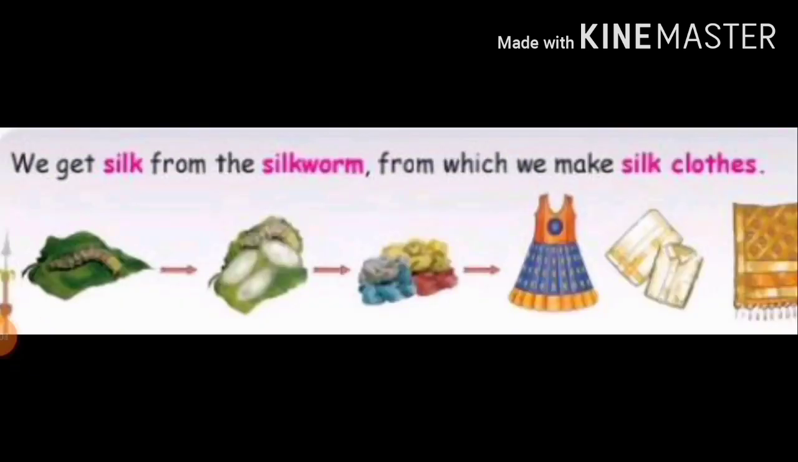Children, so far we have seen about cotton and wool, isn't it? Now we are going to see about silk. We get silk from the silkworm, from which we make silk clothes. See the pictures, children. See, first one is the silkworm. These are the different stages. Okay, children, we get silk from the silkworm, from which we make silk clothes.